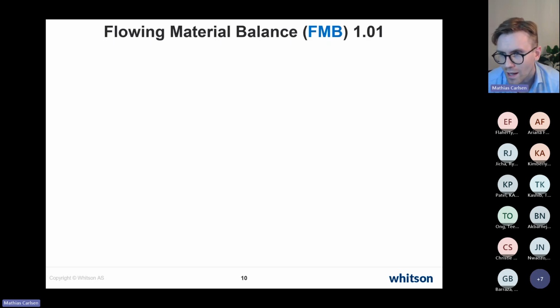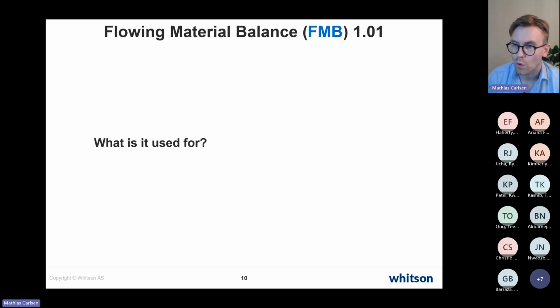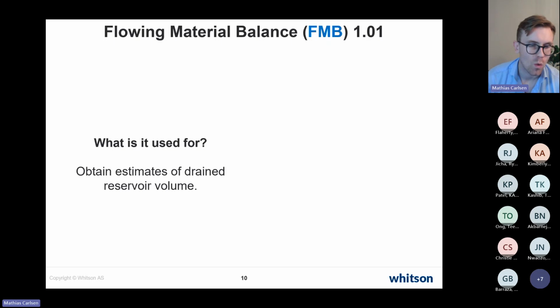So what is a flow material balance exercise used for? It's used for trying to estimate the contacted pore volume a well is draining from a reservoir. In a conventional sense and in an unconventional sense, the objectives and the purposes are the same.